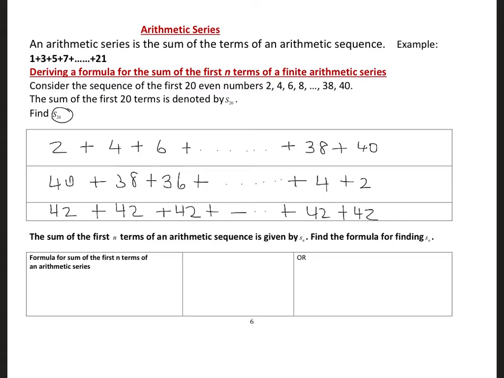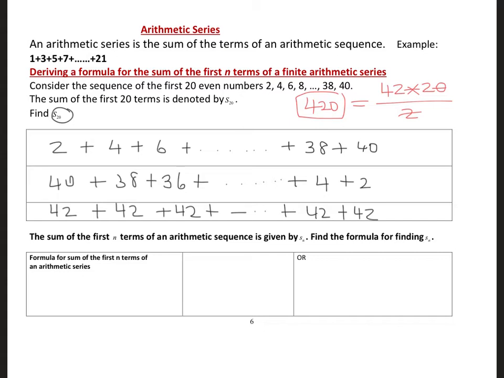So from what I see here, because I'm getting the same number, I can take 42 and multiply it by 20, because I have 20 terms, then I divide by 2, because I added 2 rows instead of 1. And this is going to give me 420. So that's how I can do it quickly.